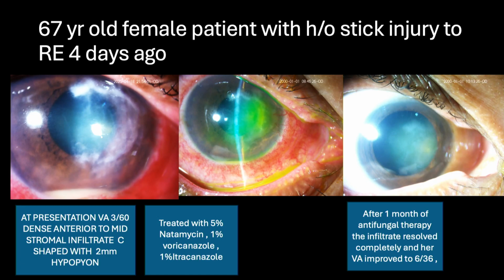So I'll just discuss a small case which came with a stick injury, a 67-year-old with no history of diabetes. She developed a fungal ulcer. The presentation visual acuity was around 3/60. She was treated with natamycin, voriconazole, and itraconazole, and the patient improved after 1 month of therapy.